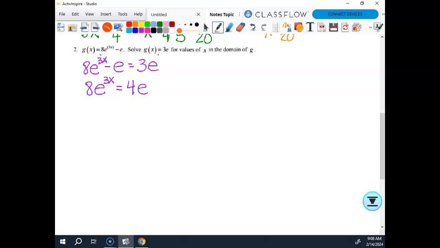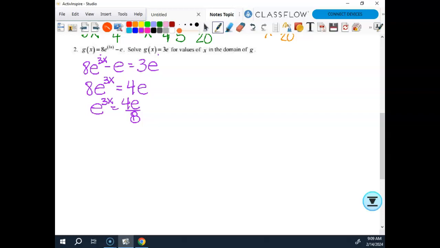All right. And then I'm trying to get x by itself, right? So I'm going to divide both sides by 8. So I'll get e to the 3x equals 4e over 8. And then what's 4e over 8? How else can I write that? 1/2 e or e over 2, okay? And depending on how we write it might change what we do, and we are going to look at both ways, and I will tell you why when we get there.